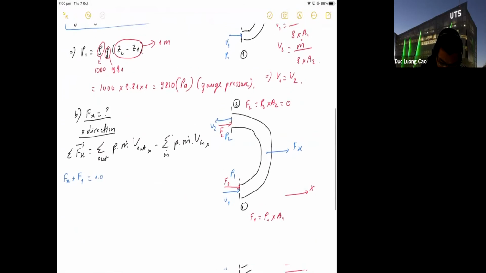1.03 times mass flow rate, V out x. V out x is V2x, but V2 is from right to left. So this one is minus V2. Minus V2 because V2 is from right to left, x from left to right. Okay. Minus 1.03 mass flow rate, V in x of V1. V1 is from left to right, so this one is V1. Okay.